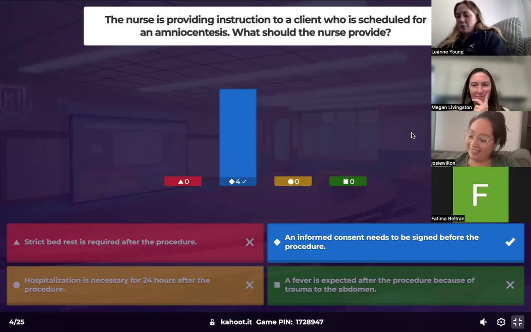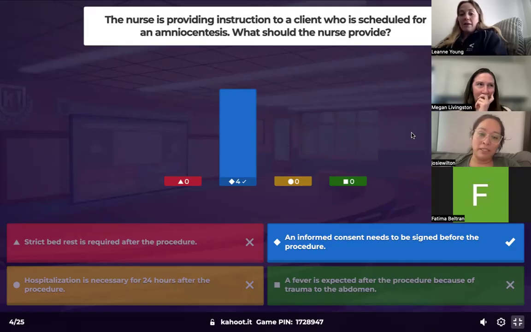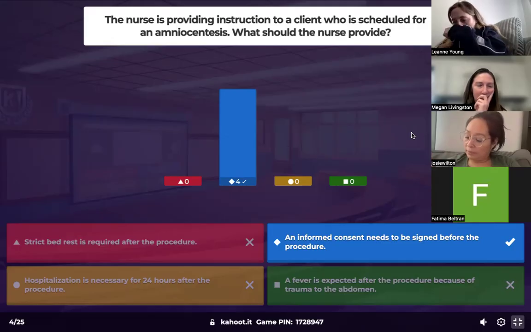Hold on, sorry. One more second. And what was that lab test called? Just alpha fetal protein. Yep, alpha fetal protein. Mm-hmm.